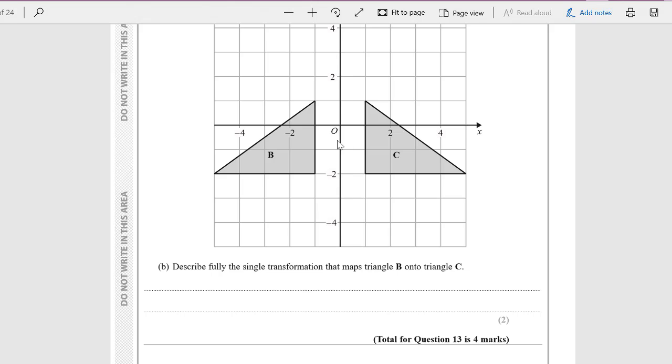Okay, so in this axis, where x equals 0. So reflection in y-axis, so where x equals 0.